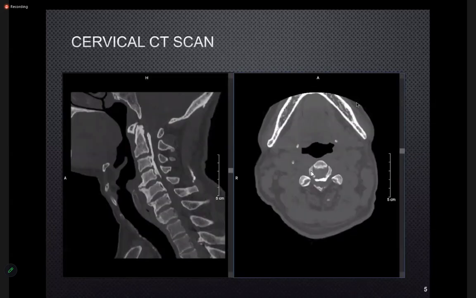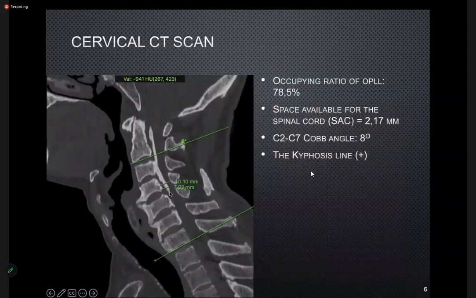You can see this is the cervical CT scan. You can see the very long ossification, OPLL, from C2 to C4. This is mixed type. We have some indices on the cervical CT scan, with an occupying ratio of OPLL of 78.5%, with space available for the spinal cord of 2.17 millimeters. The C2 to C7 Cobb angle is 8 degrees, and the K-line, kyphosis line, is positive.